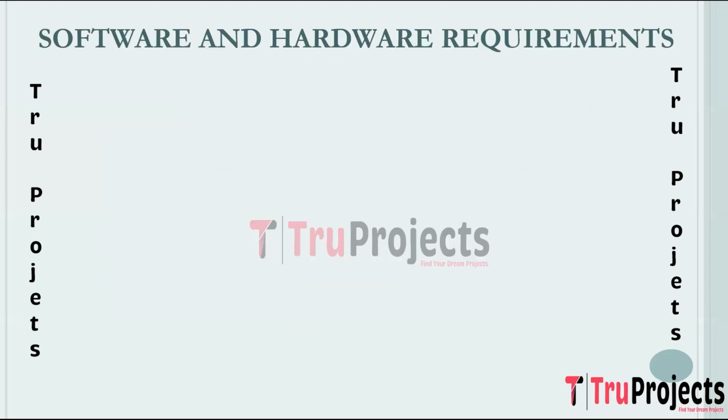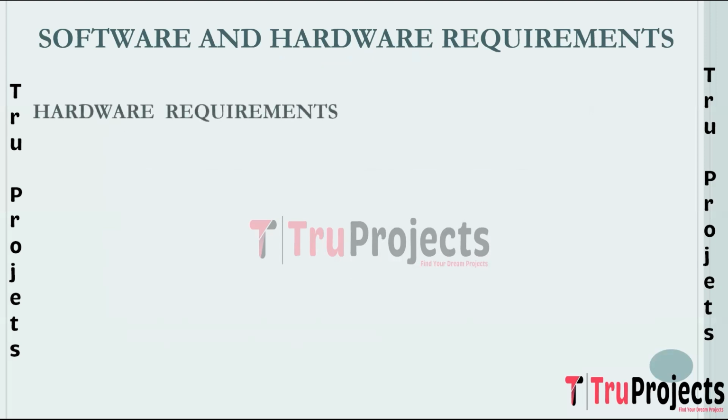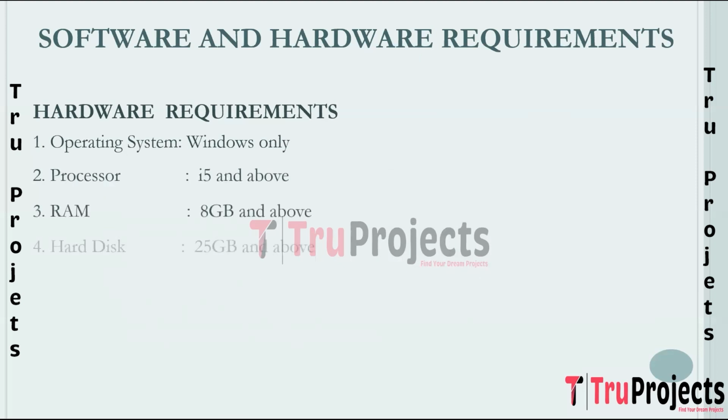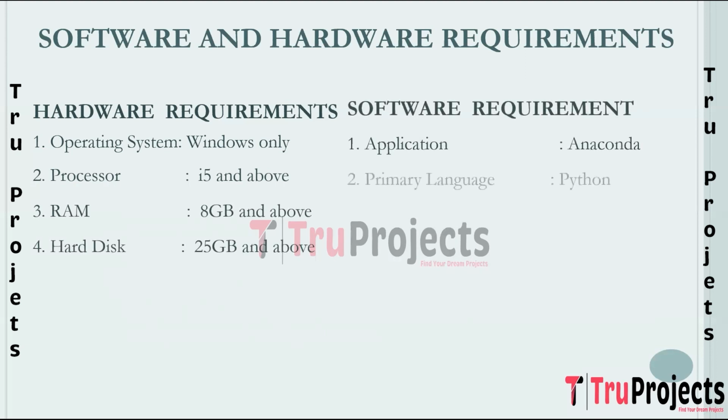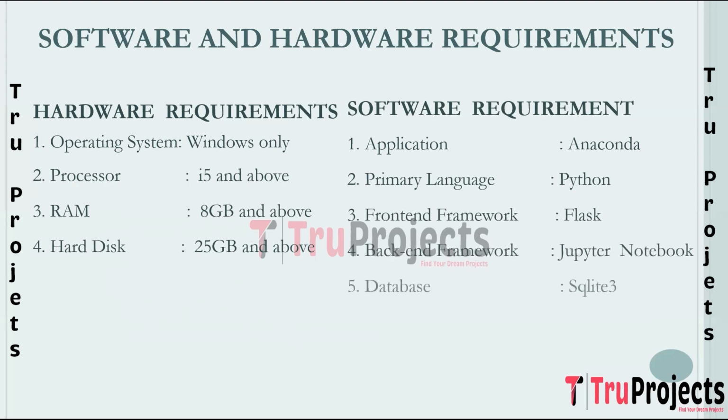To implement this project, we need software and hardware requirements. Coming to hardware requirements, we need operating system of Windows, processor of i5 and above, RAM of 8 GB and above, and hard disk of 25 GB and above. Coming to software requirements, we need application of Anaconda, primary language of Python, front-end framework of Flask, back-end framework of Jupyter Notebook, database of SQLite 3, front-end technologies of HTML, CSS, JavaScript, and Bootstrap 4.